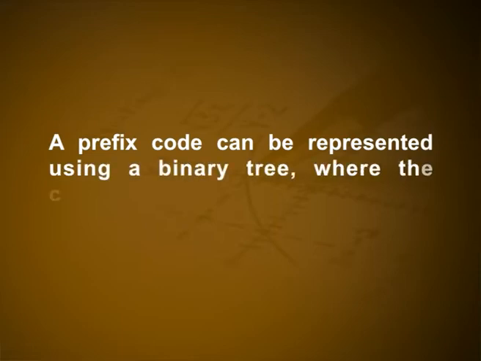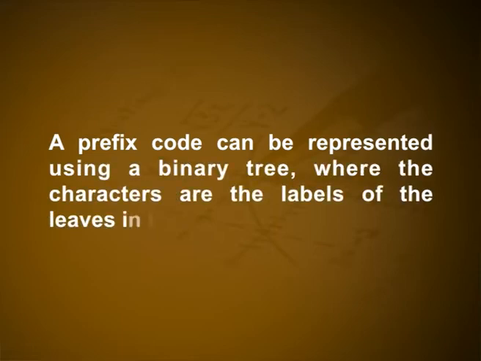A prefix code can be represented using a binary tree where the characters are the labels of the leaves in the tree. The edges of the tree are labeled so that an edge leading to the left child is assigned a 0 and an edge leading to the right child is assigned a 1. The bit string used to encode a character is the sequence of labels of the edges in the unique path from the root to the leaf that has this character as its label.